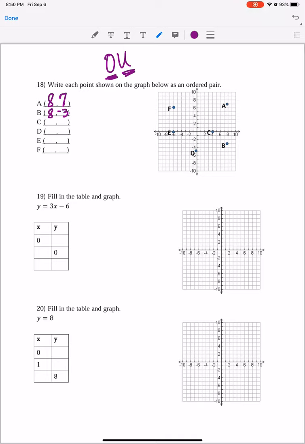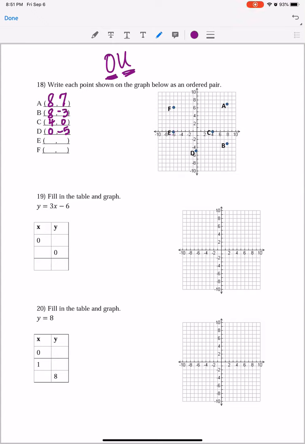C, over, side to side. So from the origin, we went over 1, 2, 3, 4. But then from here, I didn't go up or down. It's right here on the x-axis. So 0 vertical movement. D, from the origin, I'm not going left nor right. So because I'm not going over side to side, that's a 0. And then we went down 1, 2, 3, 4, 5. Because it's down, that's a negative 5.